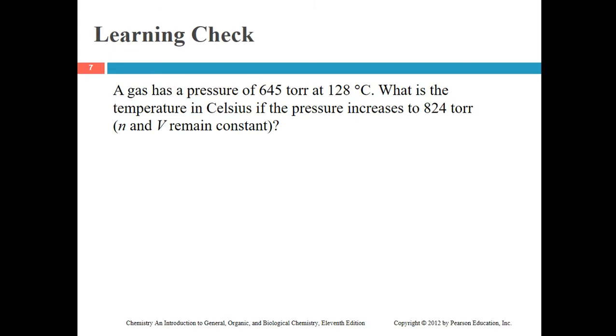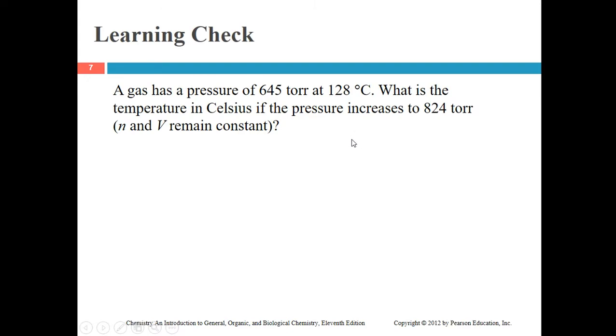So this time, let's look at this problem. A gas has a pressure of 645 torr at 128 degrees Celsius. What's the temperature in Celsius if the pressure increases to 824 torr, assuming that the amount of moles and the volume remain constant? Well, don't let this trick you. You have to first convert from Celsius to Kelvin. And torr is a pressure. These pressures are the same label, so we can solve this.